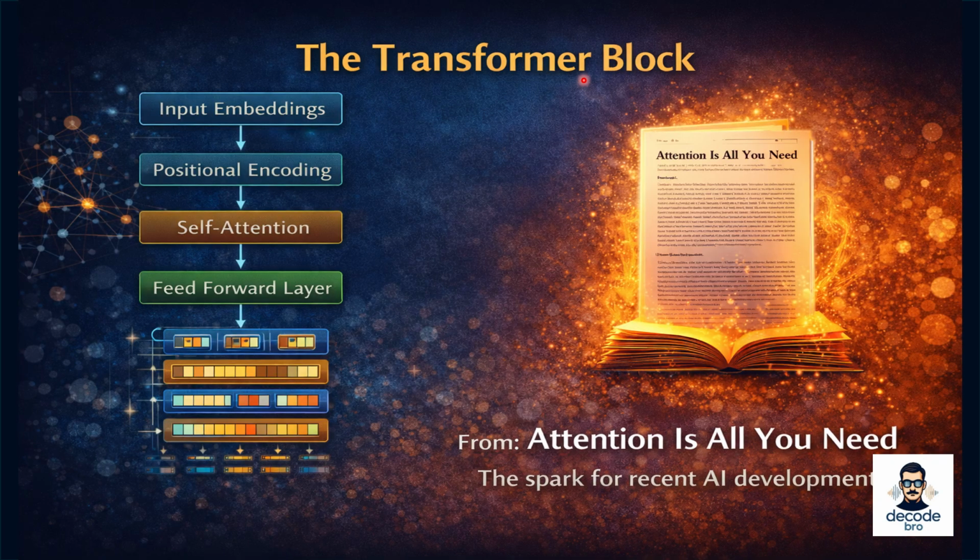The transformer block. Now let's zoom out. First, words are converted into embeddings. Then positional information is added. Then self-attention calculates relationships. Then a feed-forward layer refines those relationships. And this entire process is stacked again and again and again, layer upon layer. This architecture was introduced in 2017 in a paper called Attention is All You Need. That paper didn't just introduce a new model, it sparked the modern AI revolution. Almost every large language model today is built on this idea.